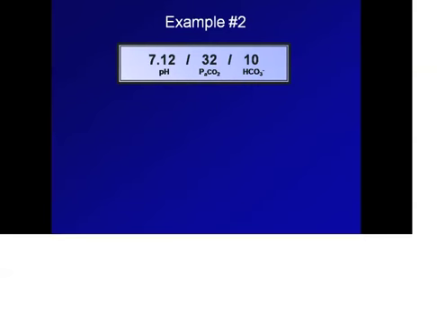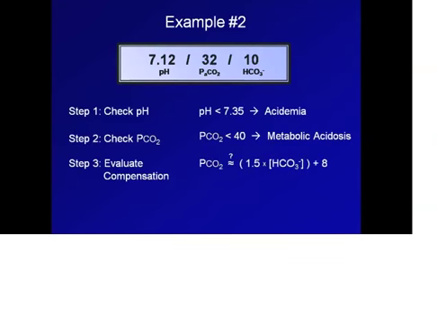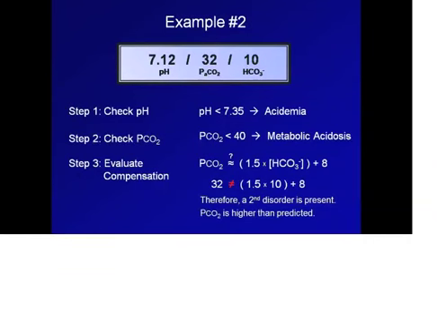The pH is 7.12, PCO2 is 32, and bicarb is 10. Step 1, check the pH. pH is low, so there is an acidemia. Step 2, check the PCO2. The PCO2 is also low, so the process is metabolic and thus a metabolic acidosis. Step 3, evaluate compensation. For this, we will use Winters formula. So does the PCO2 approximately equal 1.5 times the bicarb plus 8? 32 is not close enough to 23. Therefore, a second disorder is present. Since PCO2 is higher than predicted, this second process must be a respiratory acidosis. Using the shortcut method, 12 from the pH is not approximately equal to 32 from the PCO2, and again we reach the same conclusion that respiratory compensation is not appropriate.